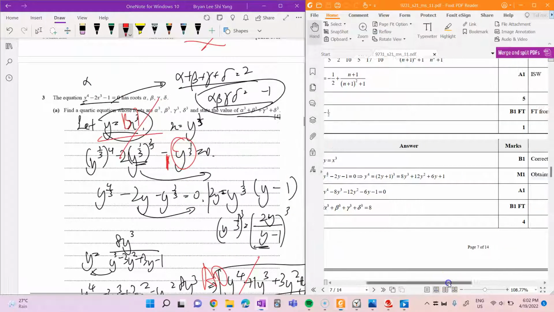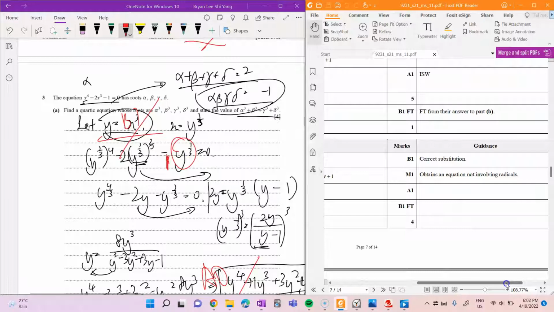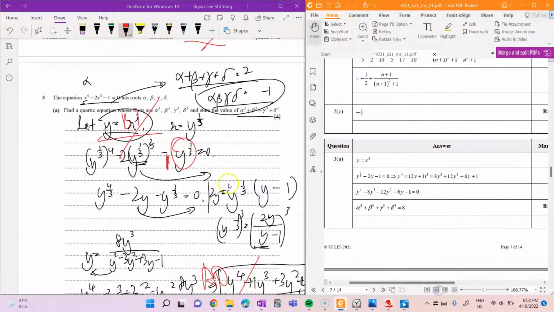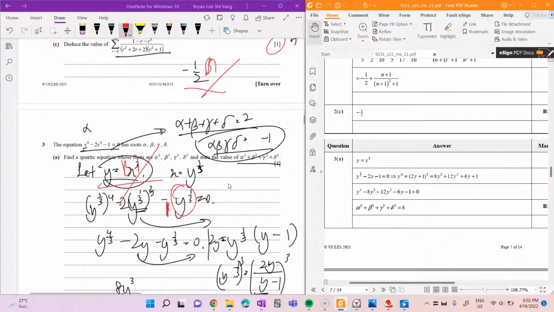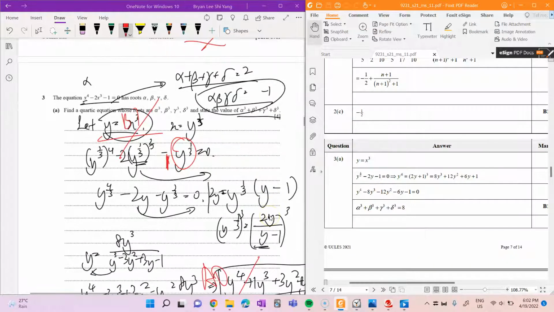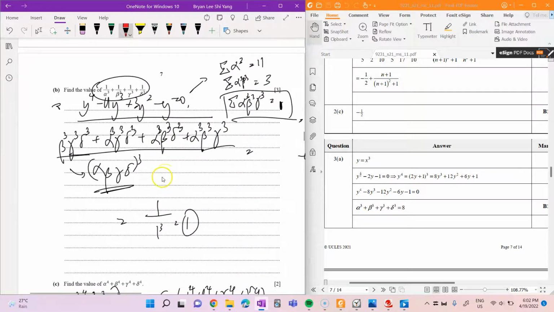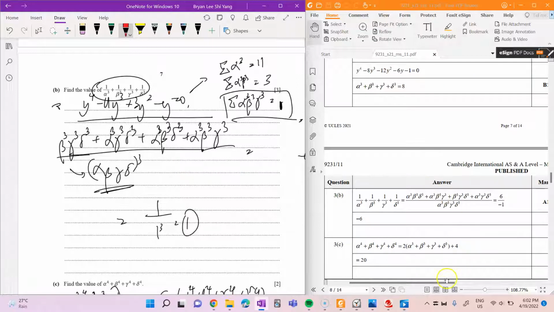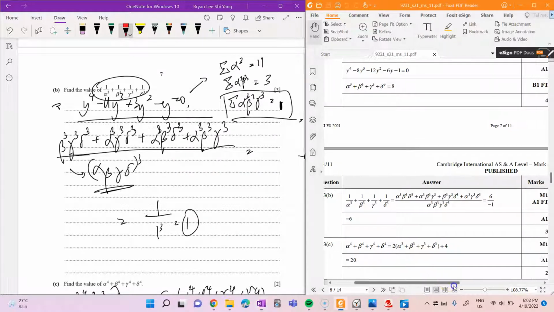The method mark, let me see how it's given. Obtains an equation not involving radicals. So this would be, I think I'll be a bit harsher on myself here and not award myself this mark. So I'll put a -3 over here. So yeah, I didn't really pay enough attention for that. Okay, that I have to admit, unfortunately.